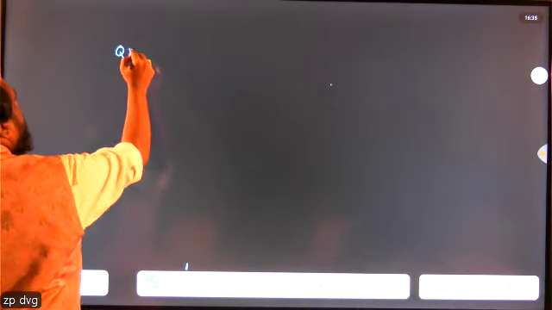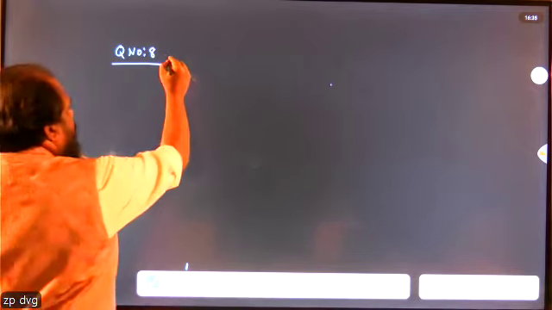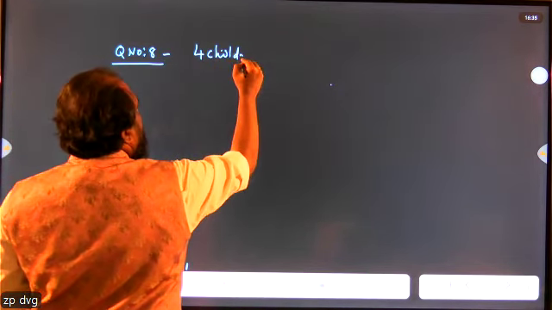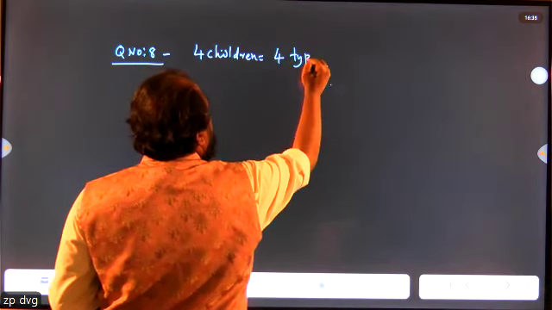Let's go to question number 8. Simple question. Question number 8: 4 children belonging to the same parents having the following blood groups: A, B, AB, and O. Hence, the genotype of the two parents are. Very simple question. What is the keyword here? The keyword is 4 children having 4 types of blood groups.